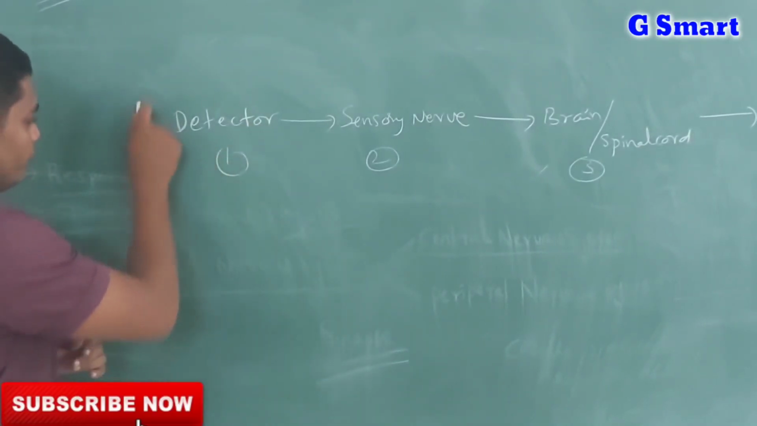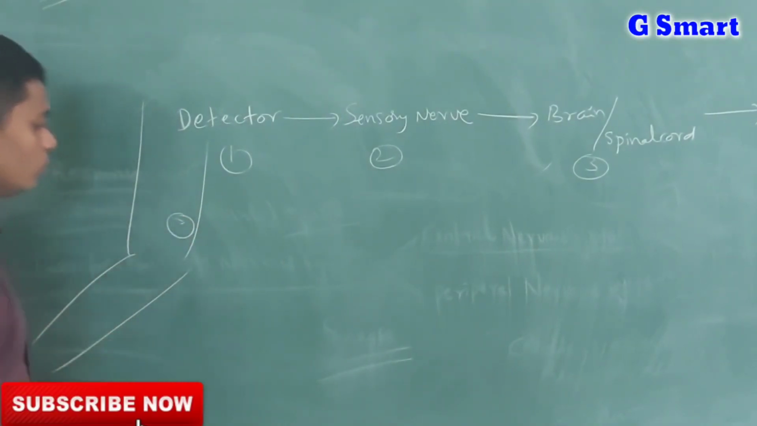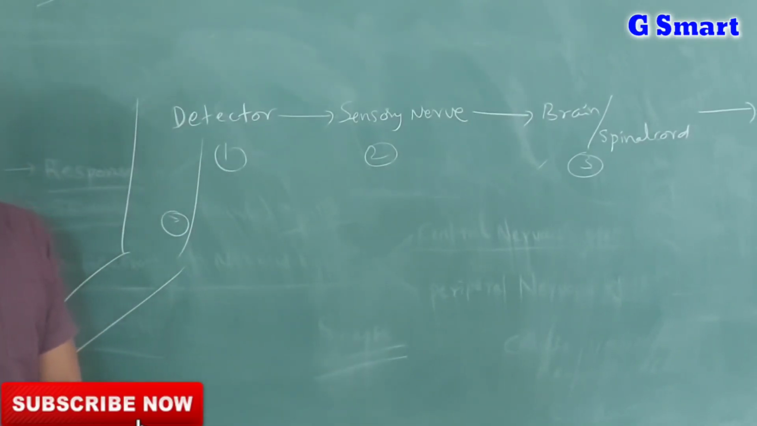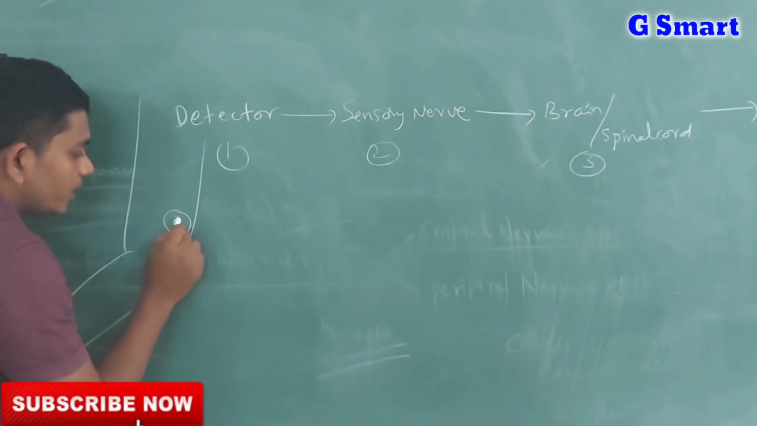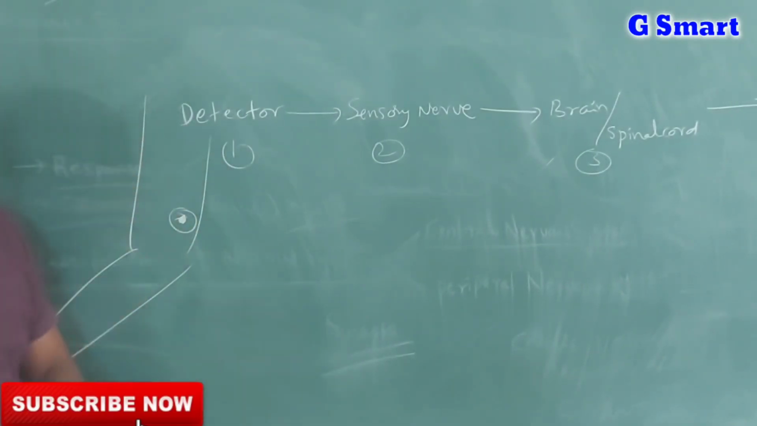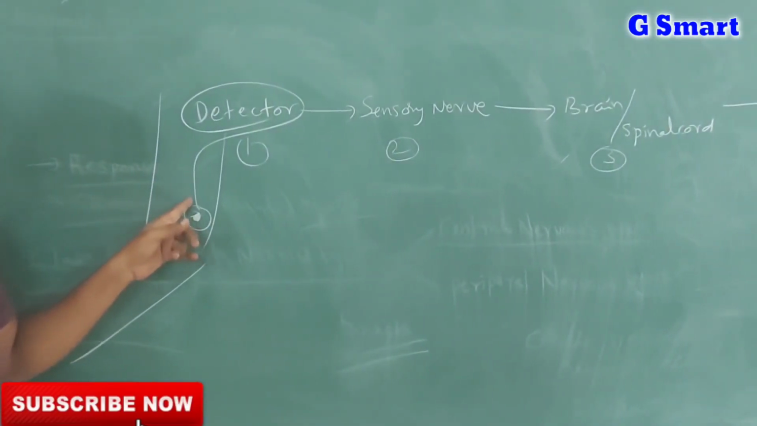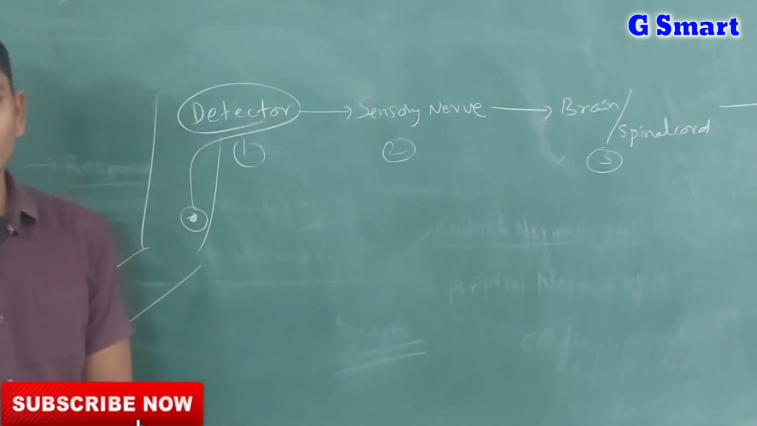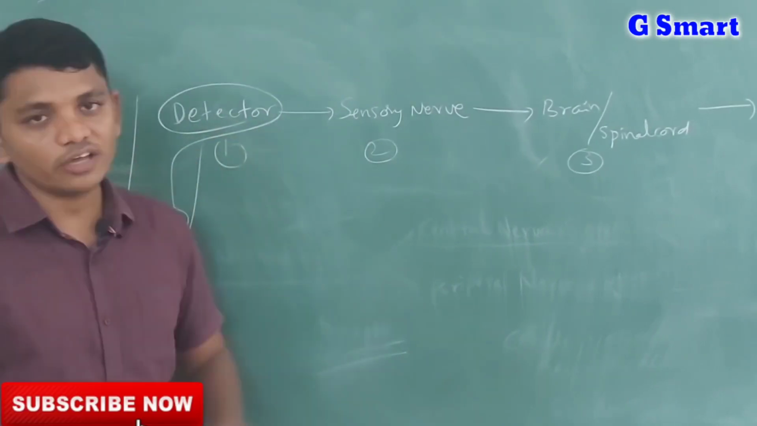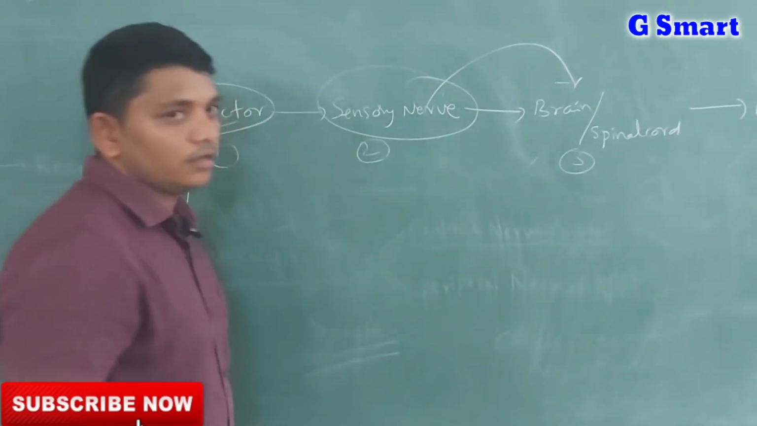For example, if anybody touches me here, the cells around this place will receive the information, will receive the stimulus. These receiving cells, these information or stimulus receiving cells, are called detectors. These detectors will receive the information and transmit it to the sensory nerves. Where is it transmitting the information? To the sensory nerves. Again, this sensory nerve is transmitting the information to the brain or spinal cord.